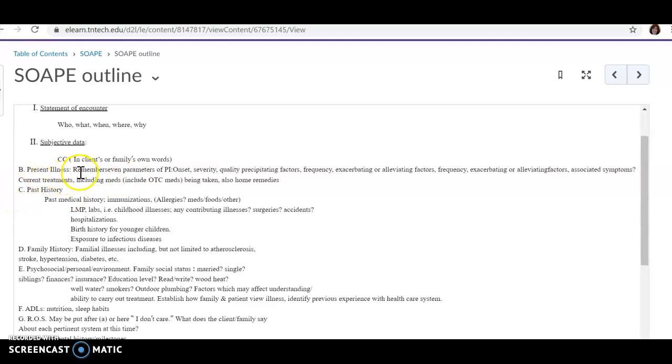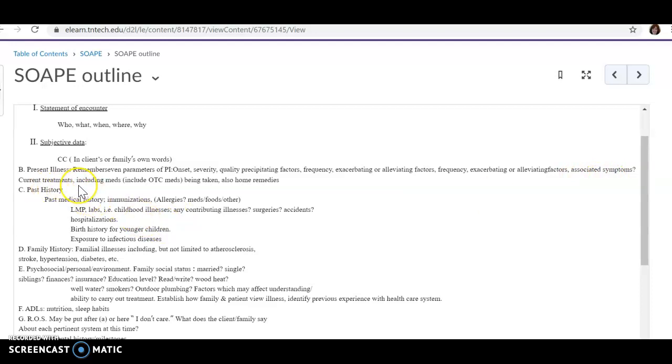The present illness, you're going to describe the present illness, and you're going to remember to address it through the 7 parameters of your present illness, which you're going to ask and find out: when the onset of the symptoms was, how bad they are, what brings them on, how often they're happening, what makes them worse, what makes them better, and what other symptoms they may have. Sorry, that's repeated there. I didn't realize that was repeated. I just looked at it.